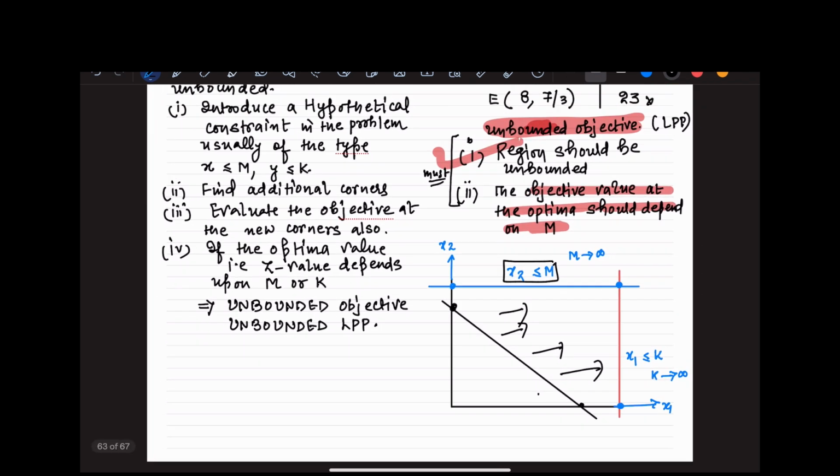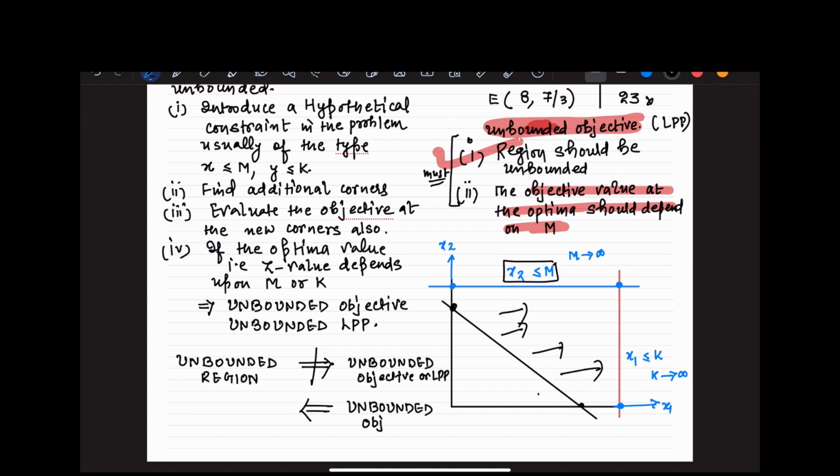So unbounded region does not imply unbounded objective or LPP. But what is definitely implied is, if you have an unbounded objective, then this definitely implies unbounded region.